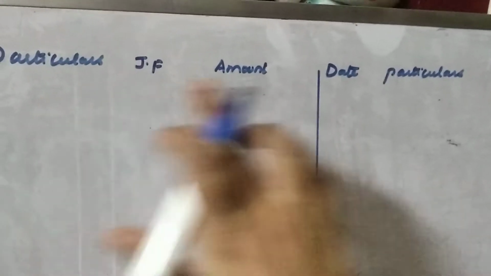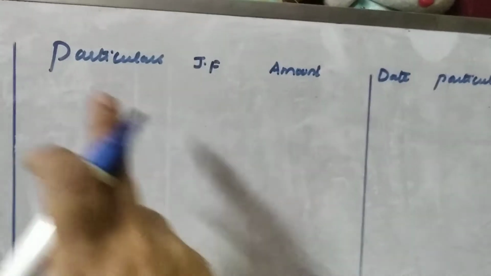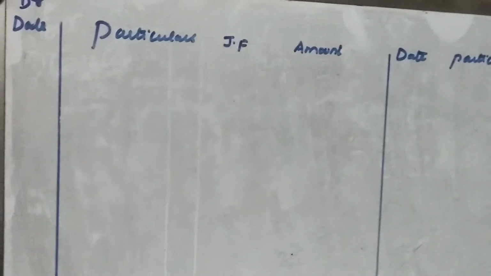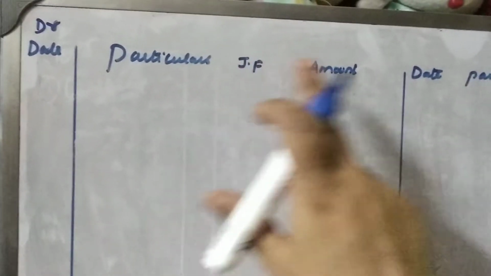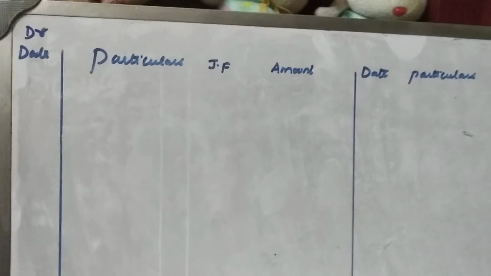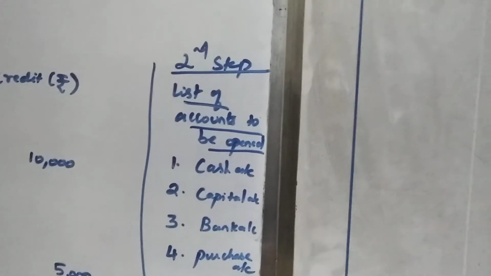So you will be writing the format at the top, and you can utilize the heading for the entire page. Now after writing the format, let us see how we are going to post. Before posting, I have already shown you what are the accounts to be opened. So what we are going to do now is that you are going to open those accounts.